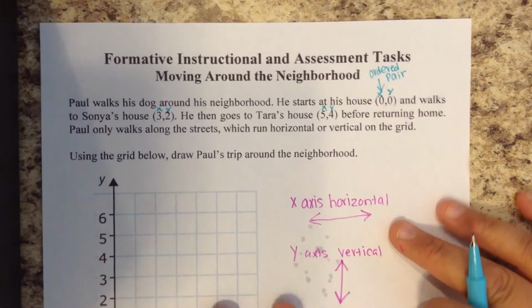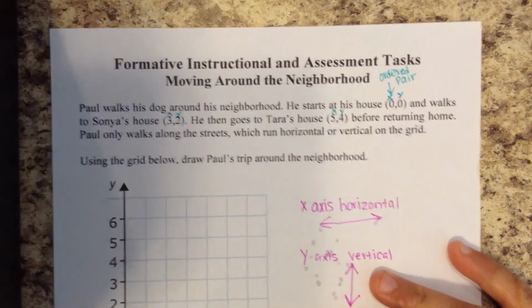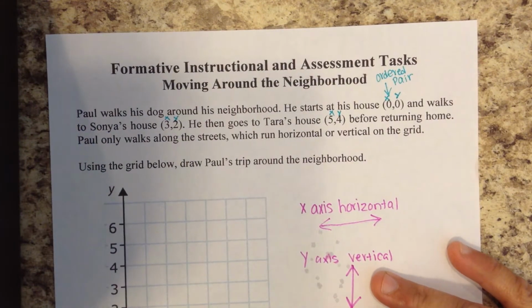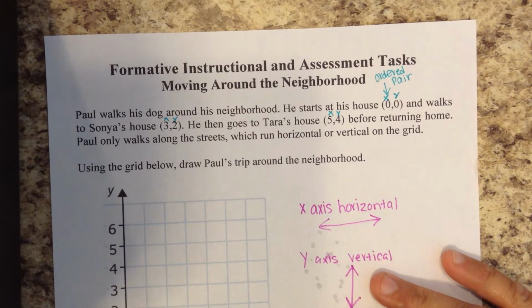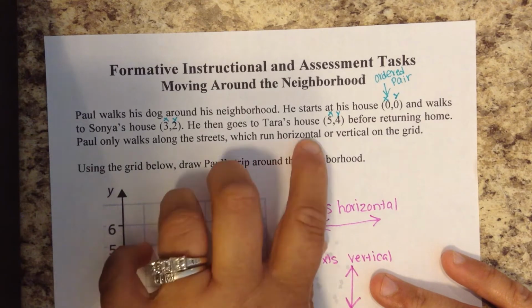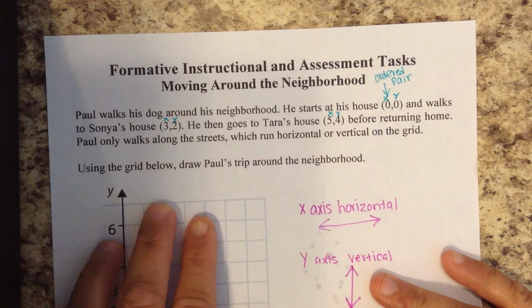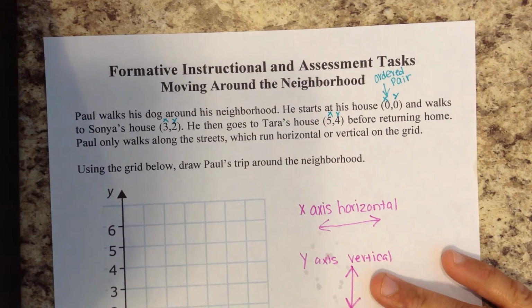Let's read the problem. Moving around the neighborhood. Paul walks his dog around his neighborhood. He starts at his house, ordered pair 0, 0, and walks to Sonia's house, 3, 2. Then he goes to Tara's house, 5, 4, before returning home. Paul only walks along the streets which run horizontal or vertical on the grid. Using the grid below, draw Paul's trip around the neighborhood.